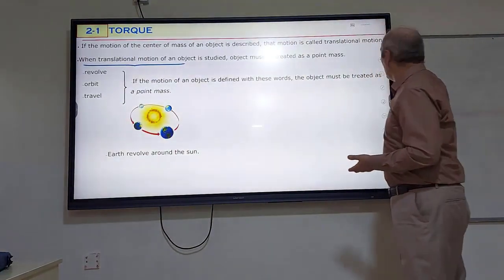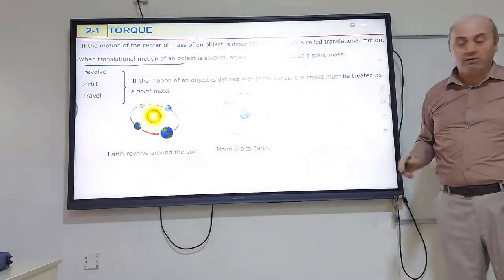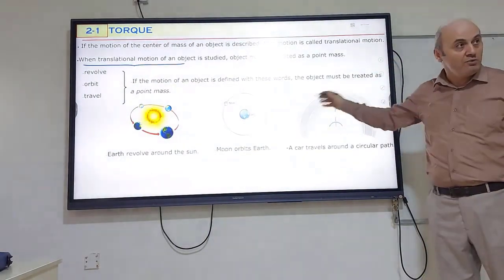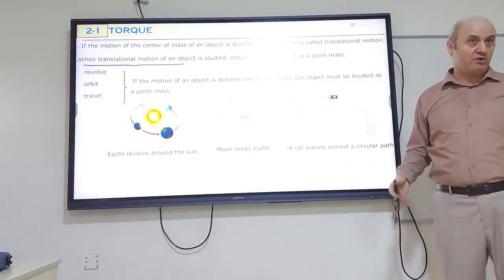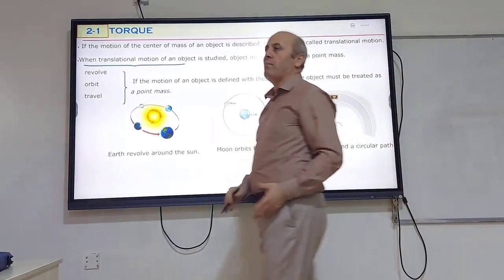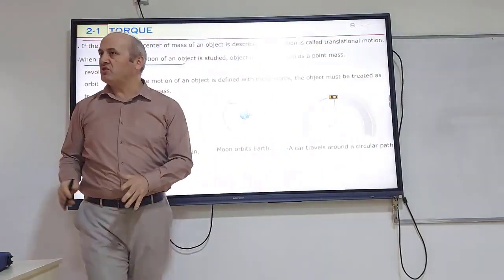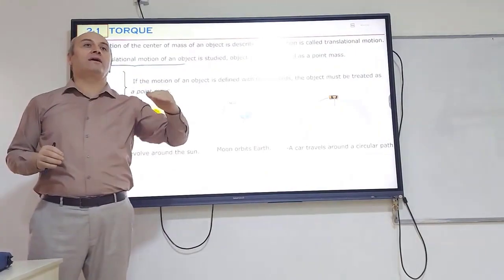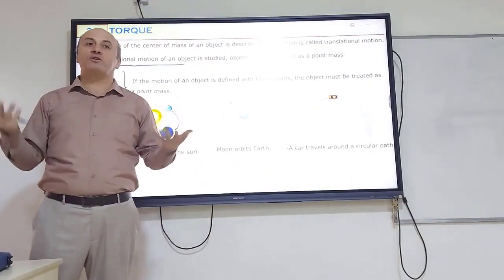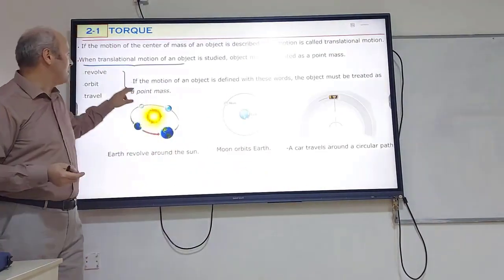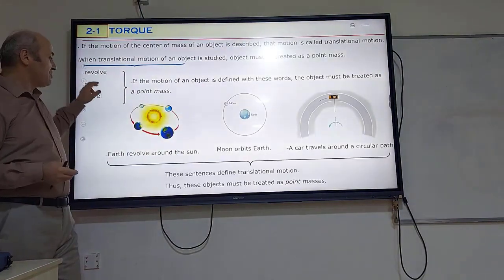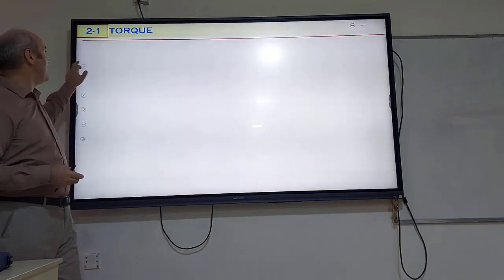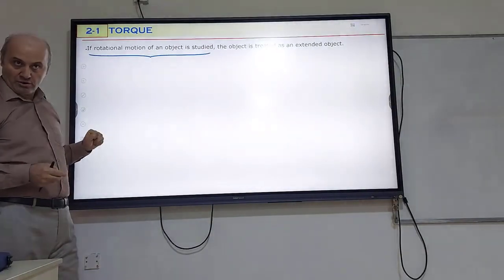Or the moon is orbiting the Earth. Or a car is moving, traveling in a circular path. In all these examples, we are defining translational motion. The object is changing position from one point to another to another, which means you have to treat the object as a point mass. But there's another type of motion, which is named rotational motion.